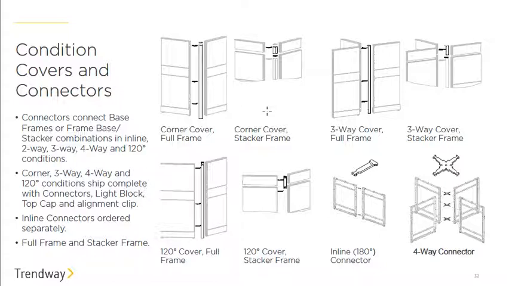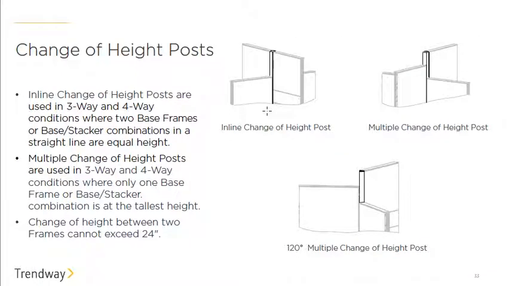So here again, I won't get too lengthy in detail, but this discusses all the different types of covers that we offer, be it corner covers 2 ways, 3 ways, stacker frames, and 120s are offered as well. We also offer the change of height posts, so anytime you're in a situation where you're attaching different panels of varying heights, there are important different connectors to make sure that you are aware of and that you use.